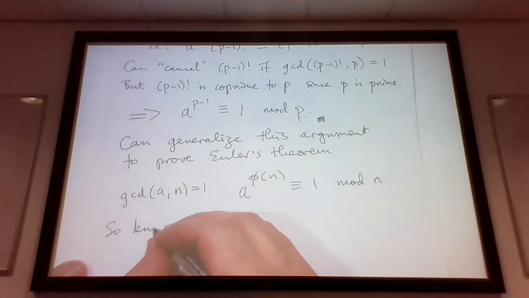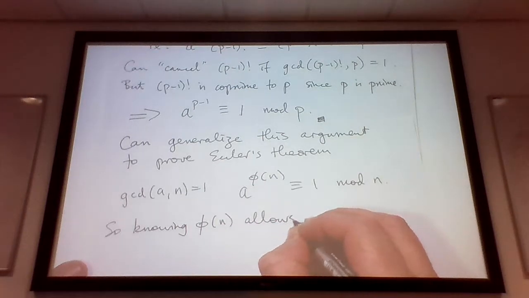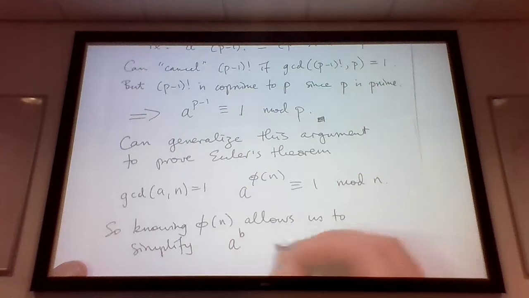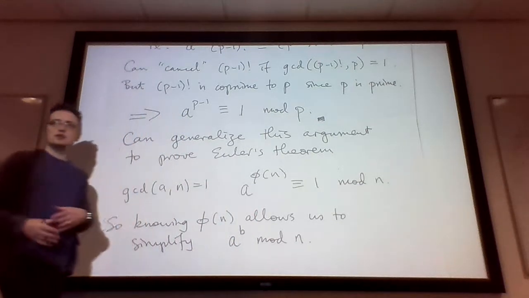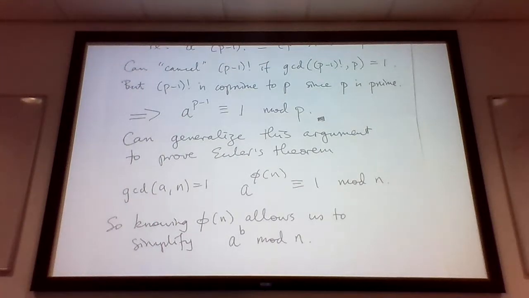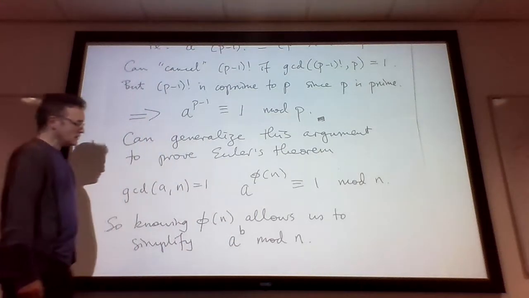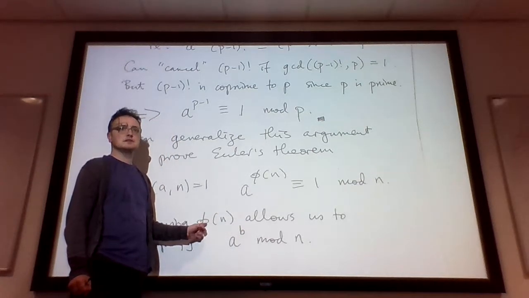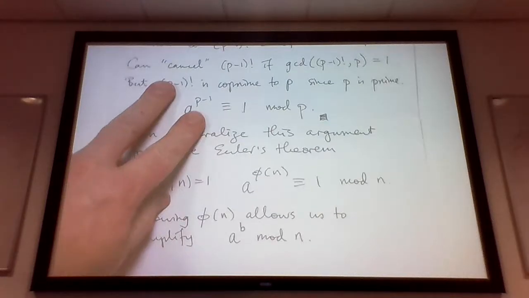And as we've described in the tutorial and yesterday, knowing the value of phi of n allows us to simplify a to the power b modulo n, even when b is ginormous. Even when b is so big that no computer can compute a to that power directly, it doesn't have enough storage or time. But if you know the value of phi of n, then you can simplify the large exponent to something less than phi of n and quickly work out the congruence class of a to the power b modulo n.